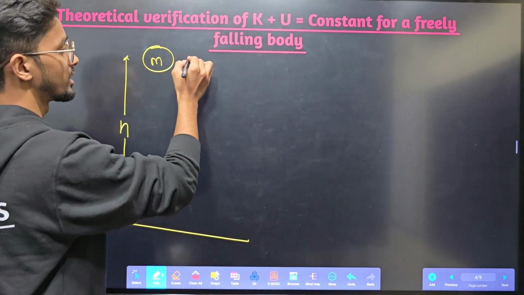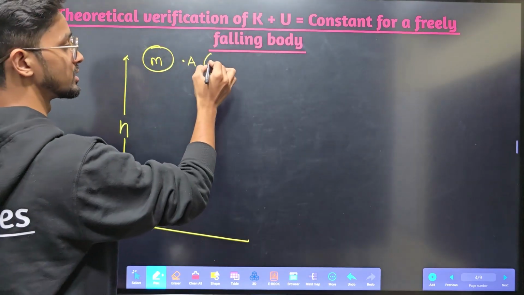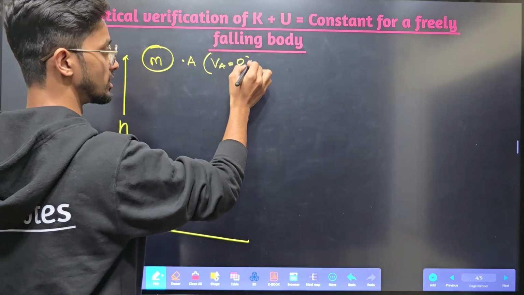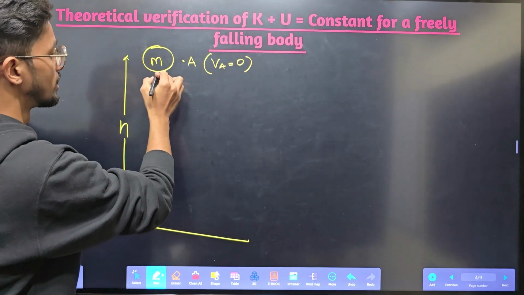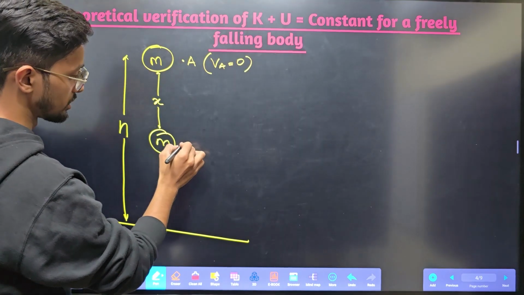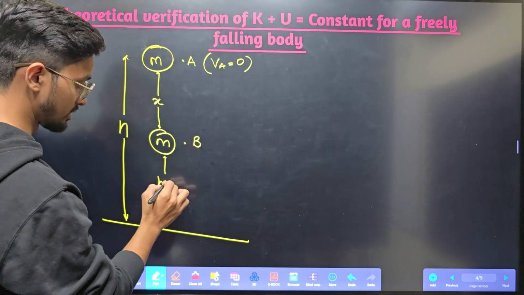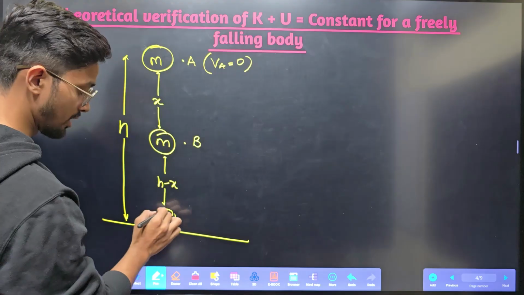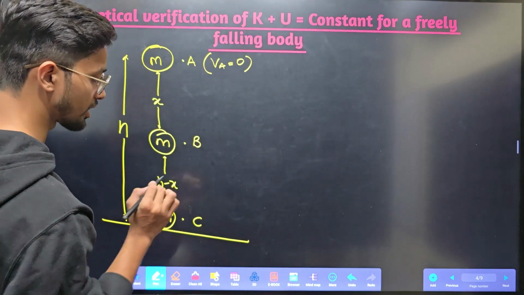Here there is a point A from where we are dropping this object. It means that velocity at A is 0. Now x distance below, let us assume there is a point B. Lastly, the remaining distance will be h minus x, right? There is a point C, that is nothing but at the ground we are taking a point C.